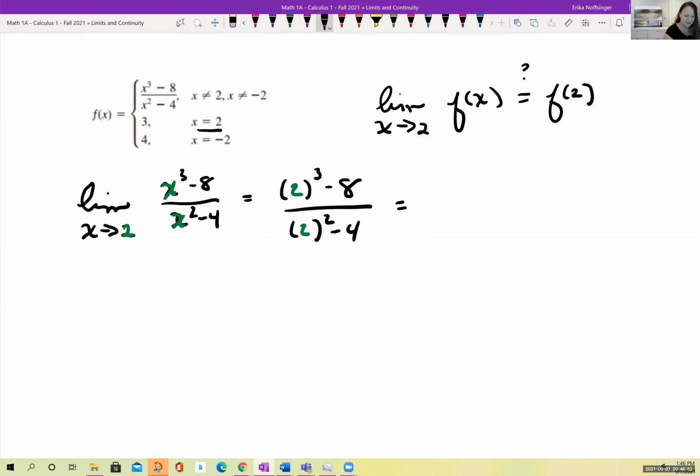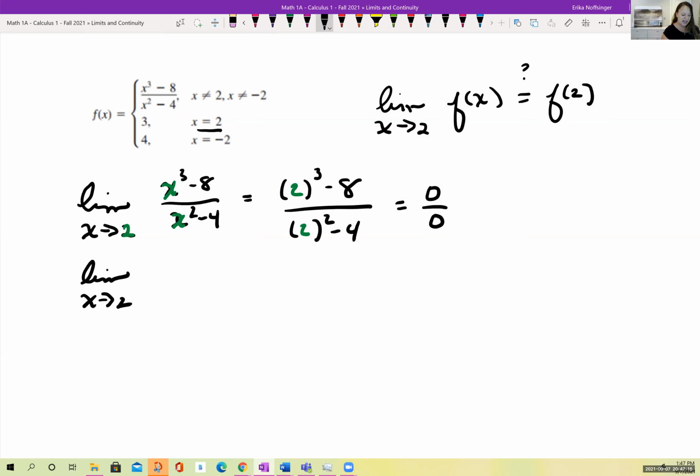Unfortunately, 2 cubed is 8, 8 minus 8 is 0. 2 squared is 4, 4 minus 4 is 0. So unfortunately, we had gotten that indeterminate form. And so that's where that limit didn't tell us anything, and we had to start manipulating it. So factoring was one way to start manipulating.